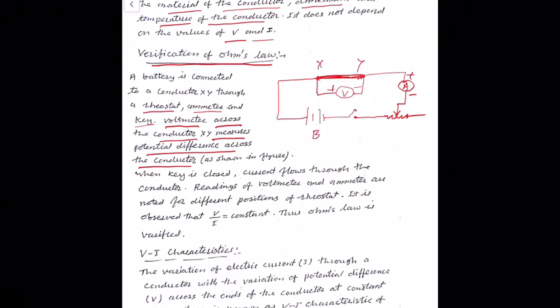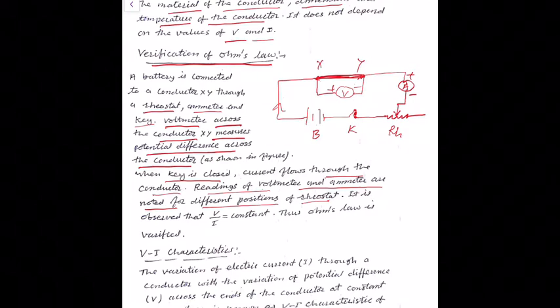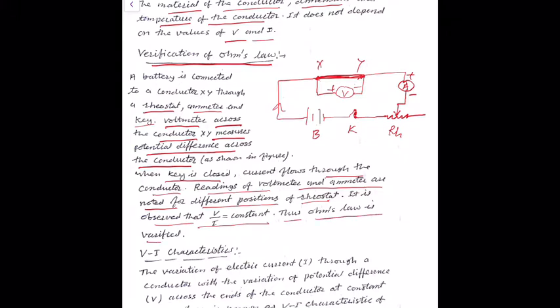It is battery, it is key, it is rheostat. Okay, then when key is closed, current flows through the conductor. Readings of voltmeter and ammeter are noted for different positions of rheostat. It is observed that V upon I is equal to constant, thus Ohm's law is verified.